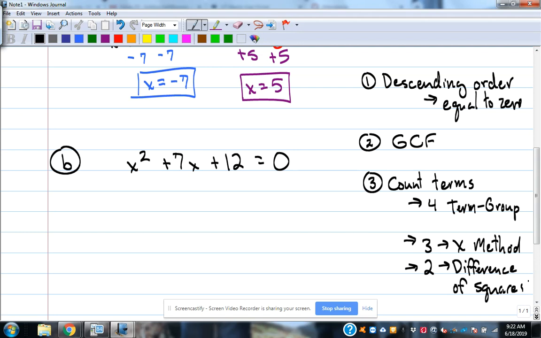Okay. So this one has 3 terms, 1, 2, 3. And we're going to do the X method to factor that. So I'm going to make my X. 1 times 12 goes in the top, 12. Add to be 7 in the bottom.